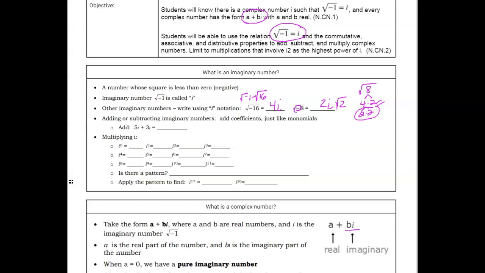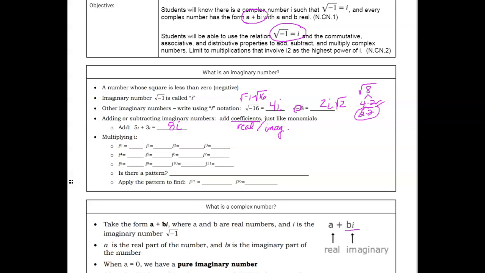When we add or subtract, we're going to add the coefficients of the real part, and then you also add the coefficients of the imaginary part. All right, so if you had 5i plus 3i, you would get 8i. All right, now there are certain powers that we can do, and for the most part we're going to stick to 2 or less, but I just want you to notice the pattern.